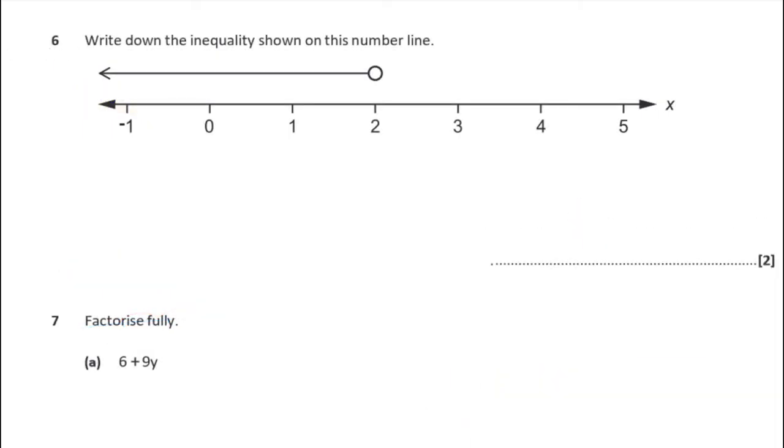Question 6, write down the inequalities shown on this number line. Now you see we've got an open circle here at 2 and it's going off to the left. That means my x value is going to be strictly less than 2. If this was a filled circle, it would mean that 2 is actually part of the inequality, and I'd have a less than or equal sign here, but I don't. It's just x is less than 2.